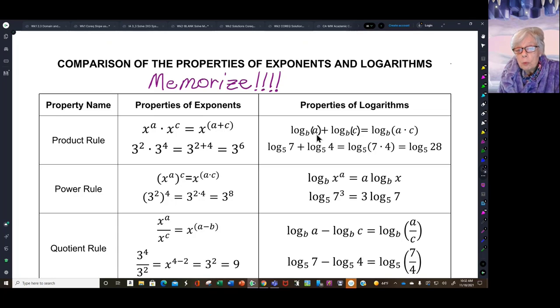But when you see them added, what's really going on is the arguments are being multiplied. And this goes the other way as well. When you see log base B of two things that are multiplied, what's really going on is the individual arguments are being added. Notice they have the same base. It's very important, just like over here. The bases have got to be alike.